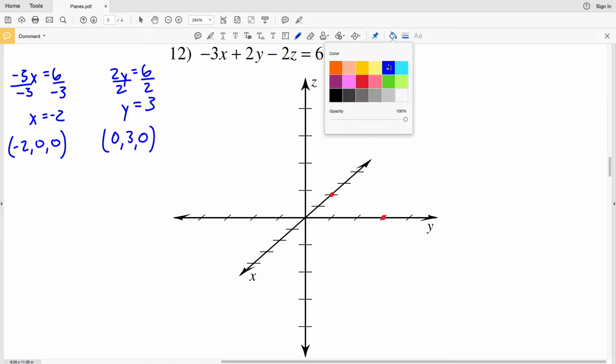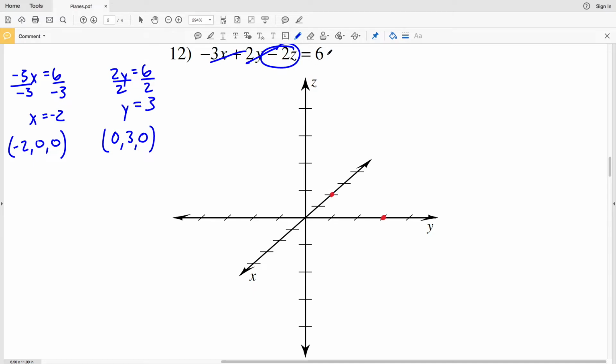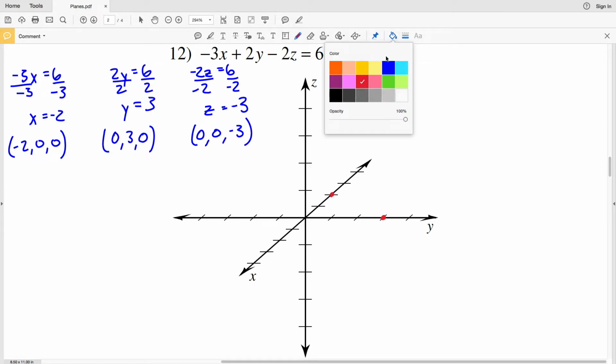And then lastly, for my z-intercept, x and y are both 0, that's negative 2z equal to positive 6. So negative 2z equals a positive 6. I'll divide both sides by negative 2 to get that z is equal to a negative 3. (0, 0, -3) is the coordinate for my z-intercept, and that's 3 down.